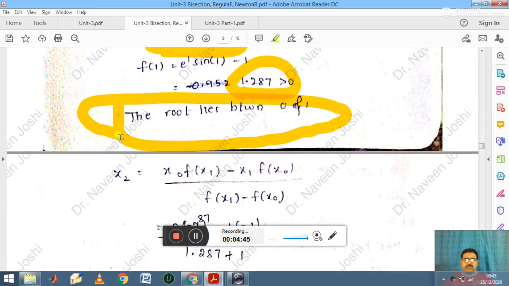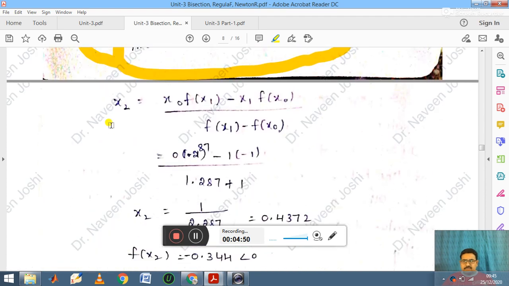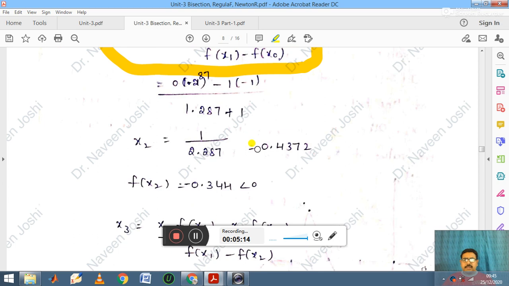I showed you the general formula. In the general formula, if you use i equals 1, you get the first iteration formula: x2 equals x0 f(x1) minus x1 f(x0) divided by f(x1) minus f(x0). See, here we are using the x0 value, the x1 value and the corresponding functional values, that is f(x0) and f(x1). Then if you substitute all these values, your x2 first iteration value is 0.4372.